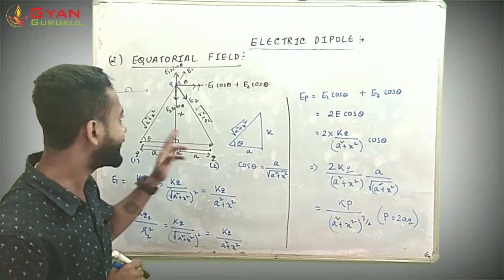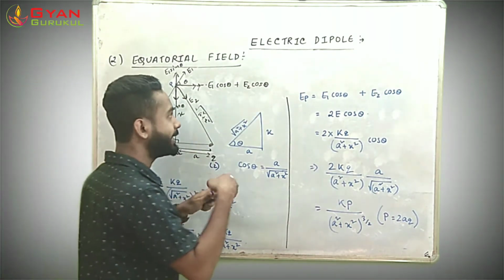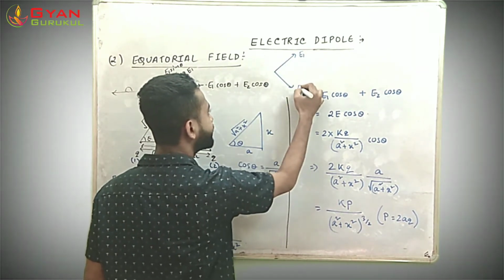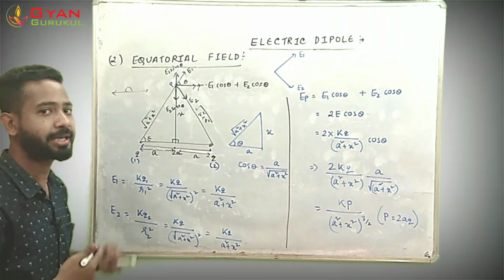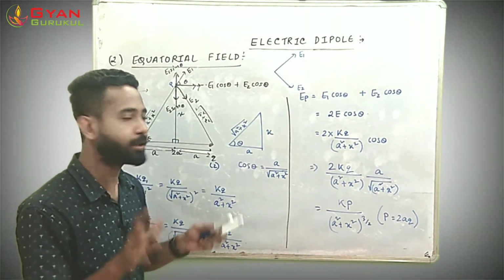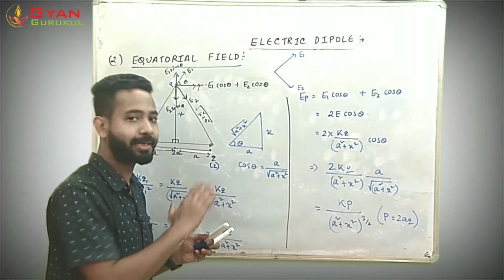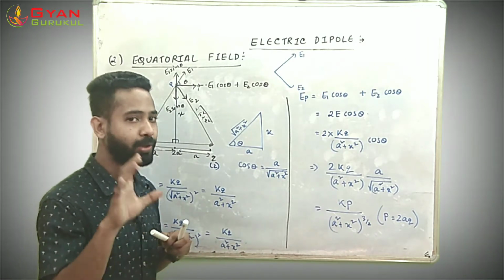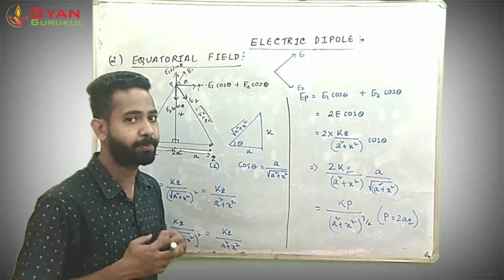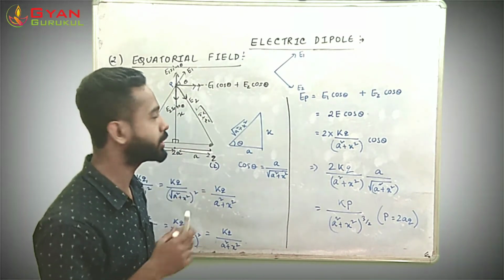Now, to find the net field, you can see both of the fields E1 and E2 make a particular angle between them. They are not in the same direction, nor in the opposite direction. So we cannot directly add or subtract the fields to get the total field. We need to go either by vector addition, that is the resultant, or by vector resolution. But I would like to say that vector resolution is an easier technique to get the answers in a pretty short time.